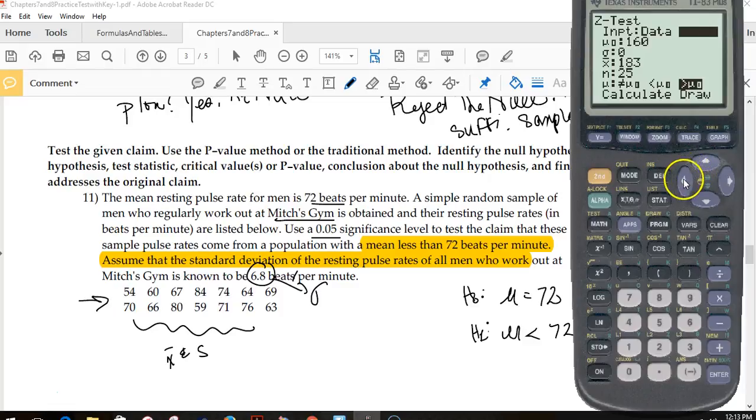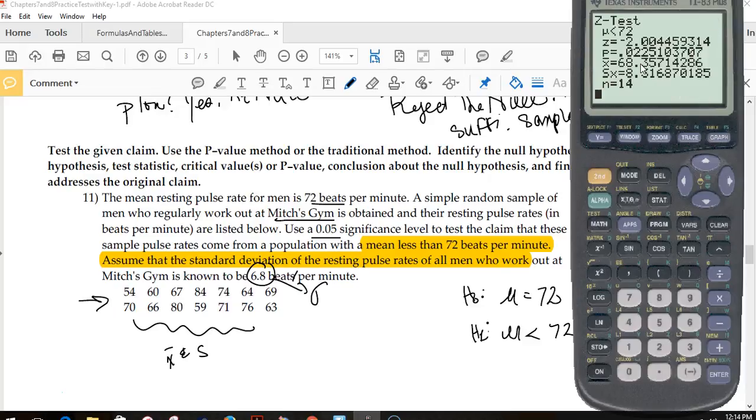I have the actual data, so I'm going to scoot over to data and highlight that, and it will go into L1 and get what you need, your X bar and your S. So now I just have to fill in the rest of this. My null is a 72. Population standard deviation is 6.8. Skip list, skip frequency. Now we're going to match what's in my alternate, which is a less than.